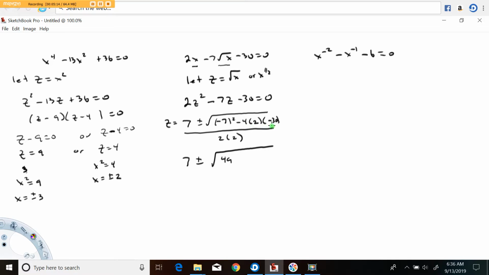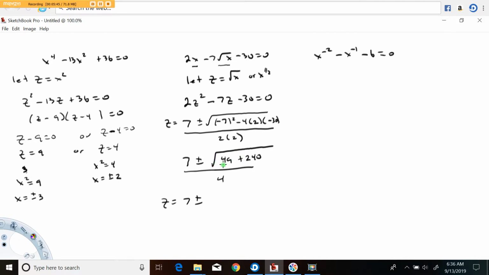Oops, 8 times 30 is 240, I believe. Minus and minus is a plus, so that's why that sign is positive. All right, so that's all over 4. So now we're going to have z equals 7 plus or minus... All right, so give me a moment here.